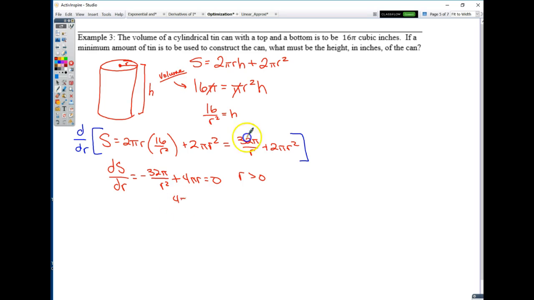Okay. Whoa! Whoa, Nelly. That makes me feel better. So r cubed had to be 8. So r must be 2.